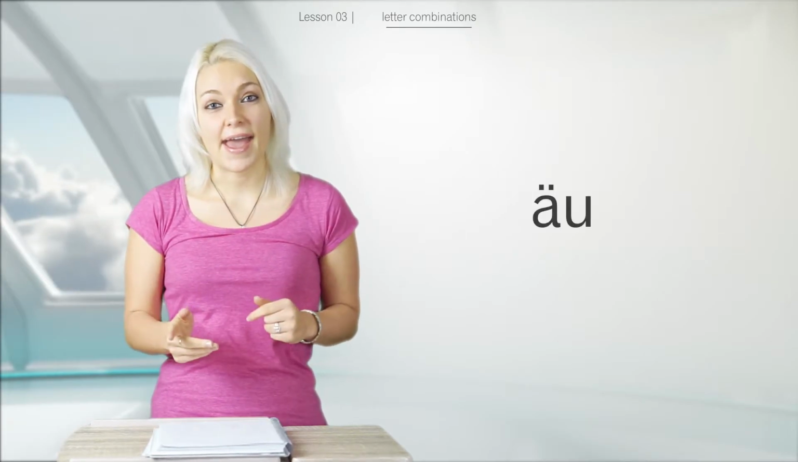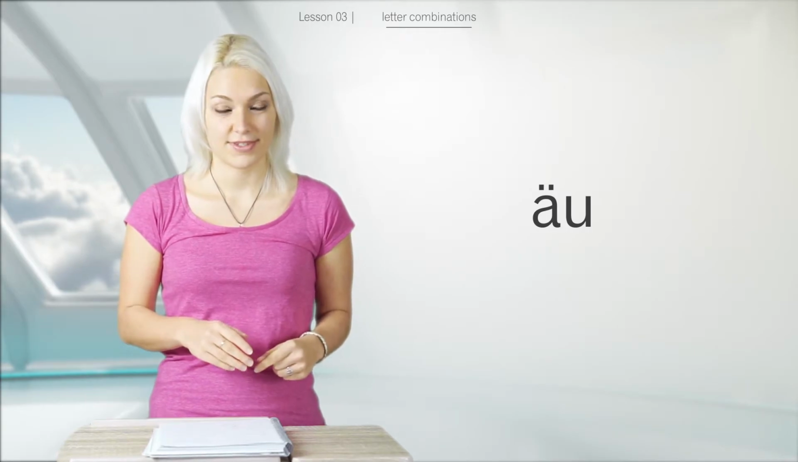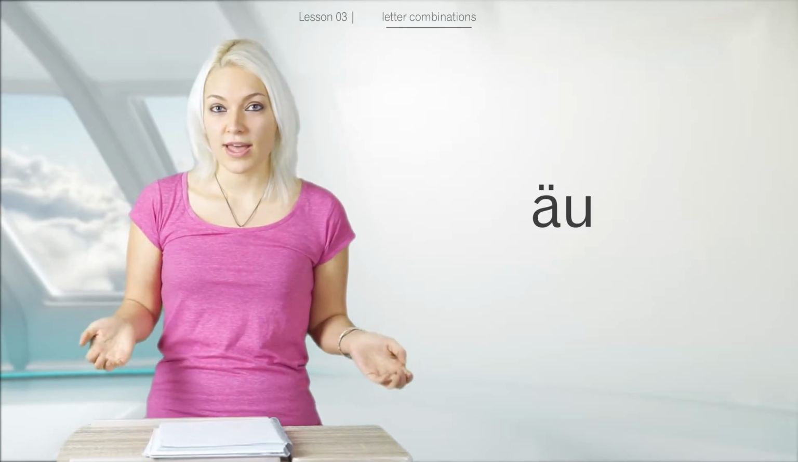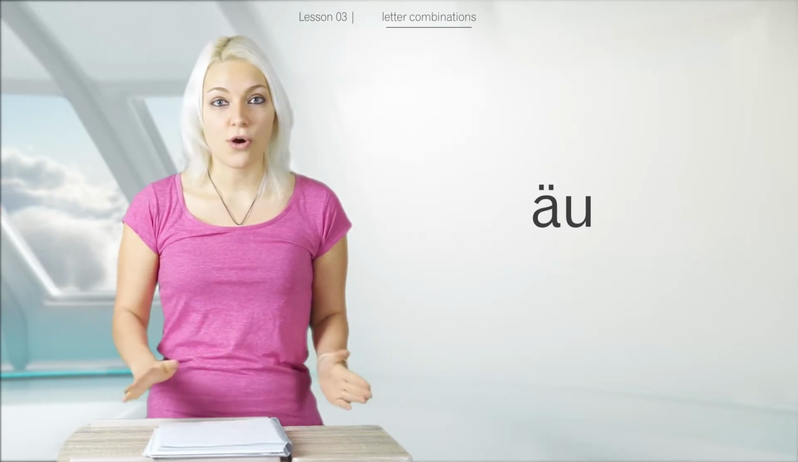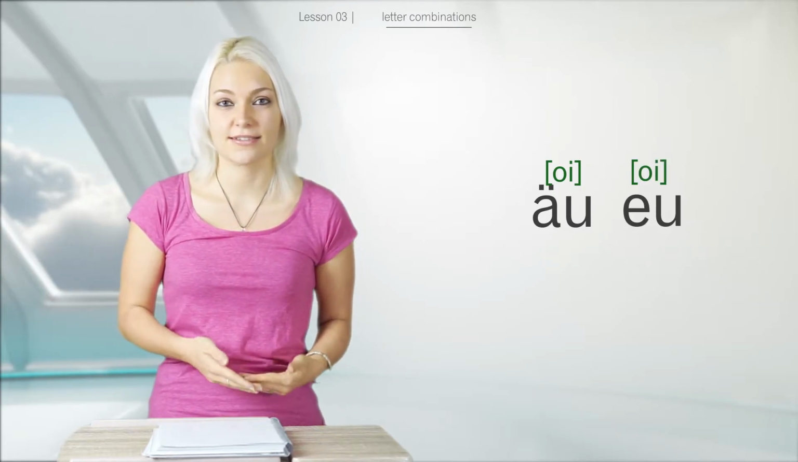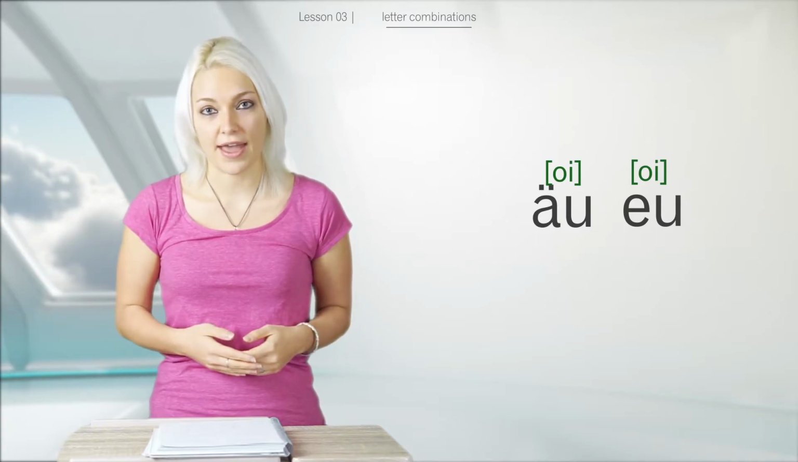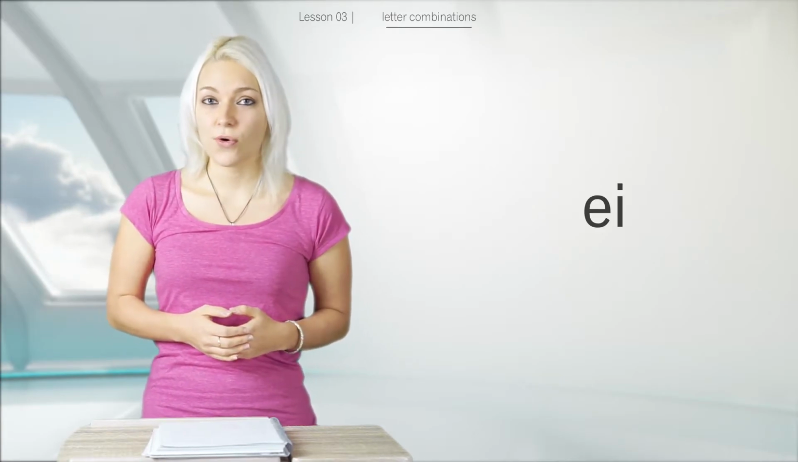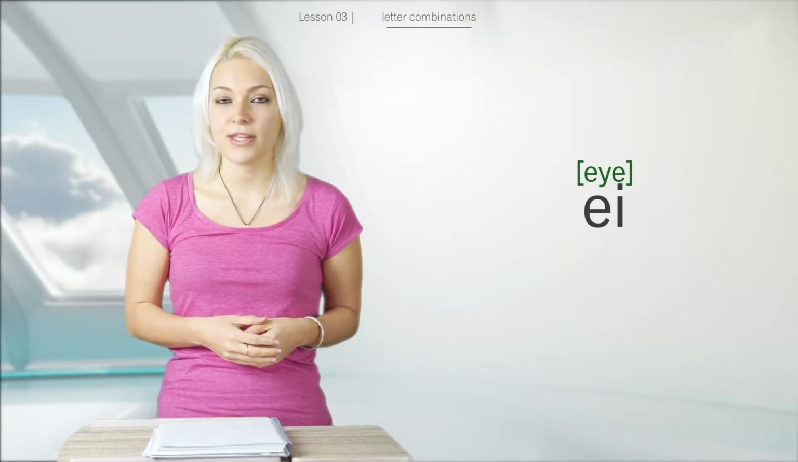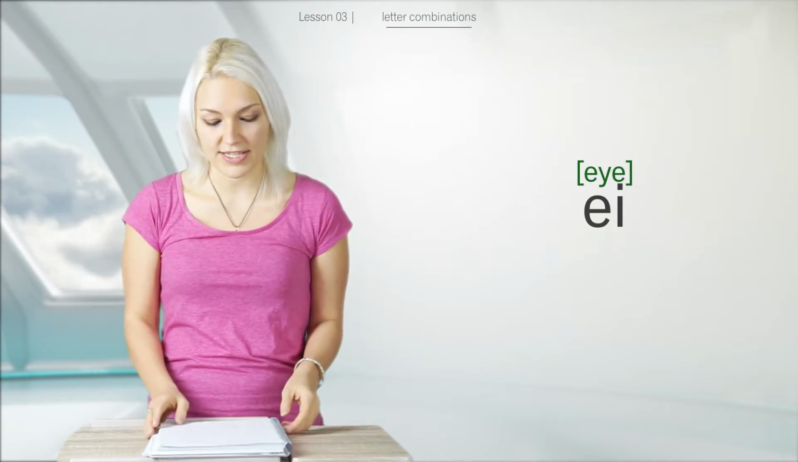Then we have the letter combination Ä plus U. You can see we already have our umlaut Ä and a following U, and this is also pronounced Oi. No exceptions, so we have 2 combinations that create an Oi sound, EU and ÄU. Then we have EI. EI is always pronounced I, and it is very common. You will see it in so many words and you always pronounce it I.